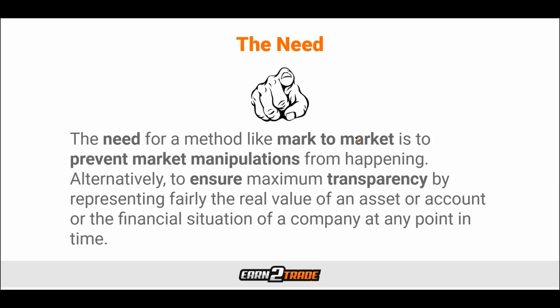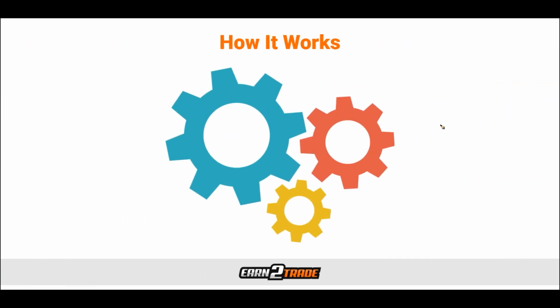By having access to fair and accurate information about the state of an asset or an entity, market participants can better predict its future trajectory. Mark-to-market works differently based on its use case, so let's talk about a few different examples.